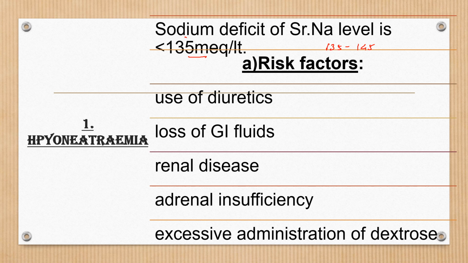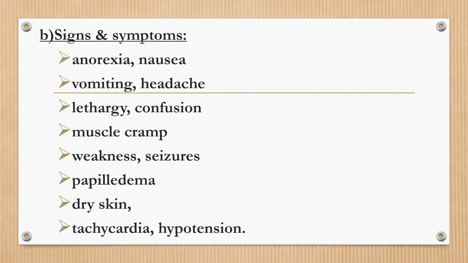The major risk factors are use of diuretics. As you know, diuretics are Lasix or furosemide. Then loss of GI fluids, that is gastrointestinal fluid losses. Then renal disease, adrenal insufficiency and excessive administration of dextrose. The major signs and symptoms are anorexia, nausea, vomiting, headache, lethargy, confusion, muscle cramps, muscle weakness, seizure, papilledema, dry skin, tachycardia and hypotension.